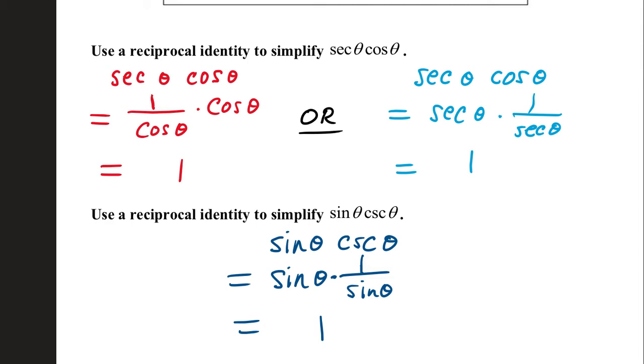A secondary example would be sine theta times cosecant theta. You can swap either one of these for its reciprocal. In this one, I just chose to change cosecant theta to 1 over sine theta. Your sines cancel and you get 1. In any case, if you have a trig function times its reciprocal, your answer will be 1 every time.